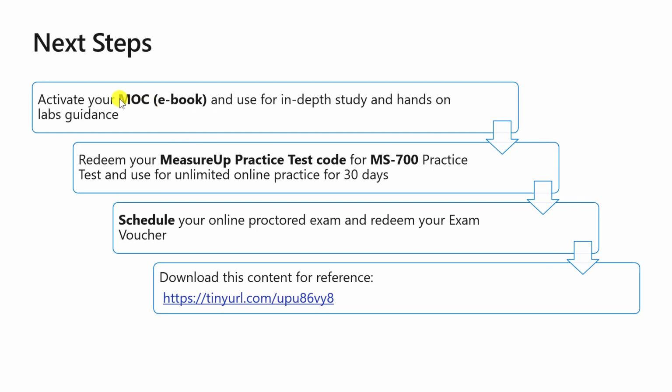Moving next, this is the mock. Activate the mock, start reading the book, and if you have a test environment where you can practice, it will be a good idea to have more hands-on. Moving down to your test codes, you're going to get your test code and it will be unlimited online practice for 30 days. Then moving down to schedule your online exam. Please keep in mind also that you can download this content from this link. You're going to have this link within your email.